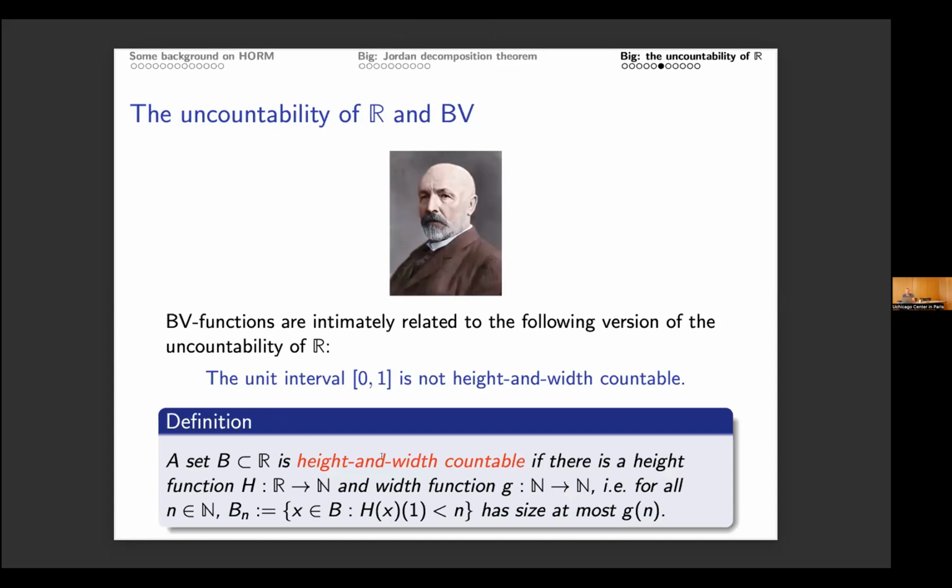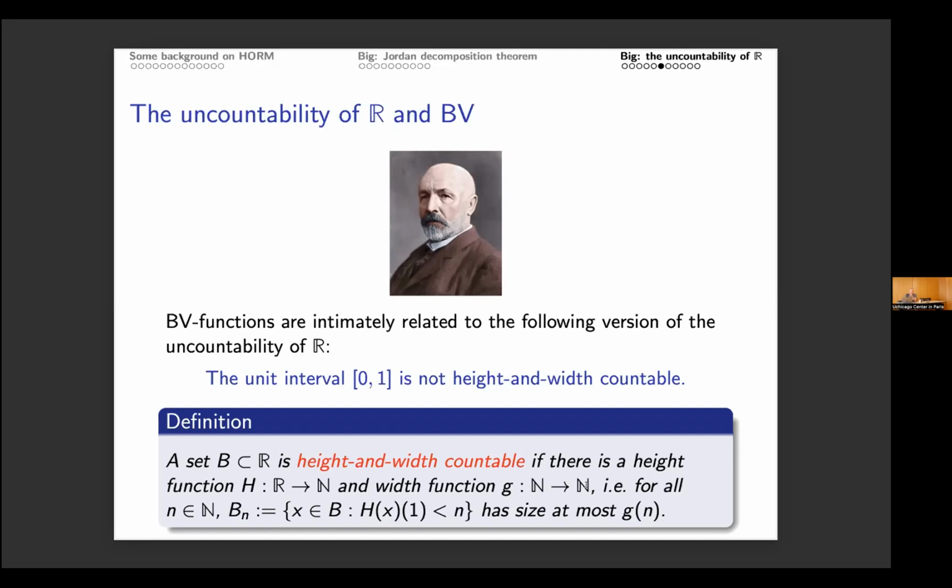A set is height and width countable if there's a height function, such that this Bn has size at most Gn. So for the height function you have these finite sets, they have a height, and there's a width function. They can't go too far, the girths or whatever you call it can't be too wide. You have to have a bound on how big these finite sets grow. And that's height and width countable. It's still slightly stronger than injection to N.